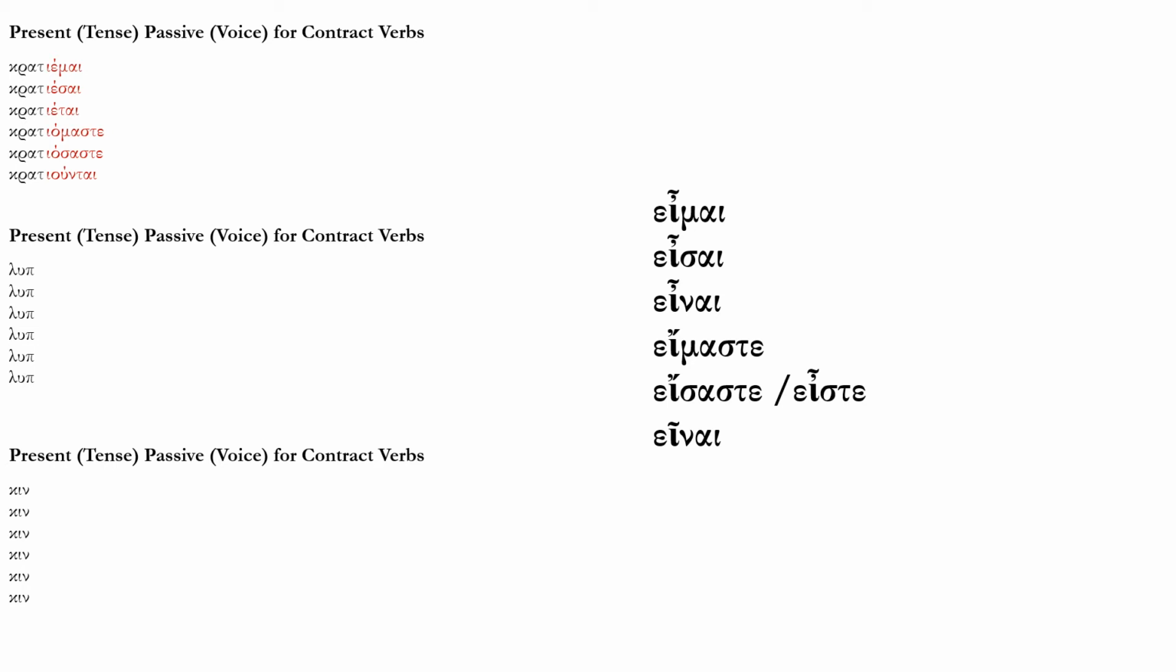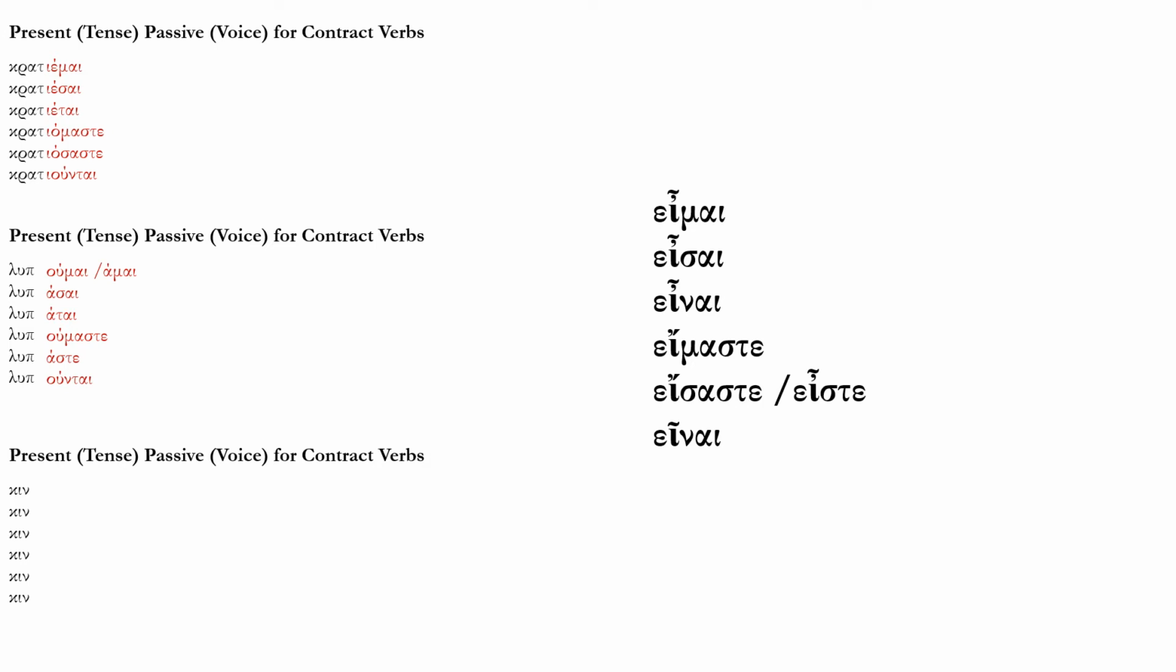If you compare the red letters here at the top left and ime on the right, you'll see plenty of similarities. There are three flavors, kind of like there are three types of contracts. Remember the alpha, epsilon, and omicron contracts? Well, there are three flavors of the passive voice for contracts.